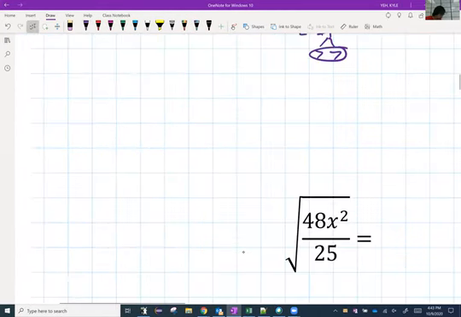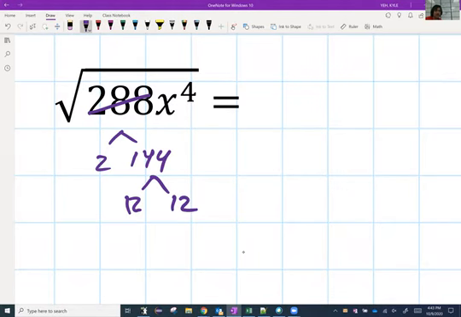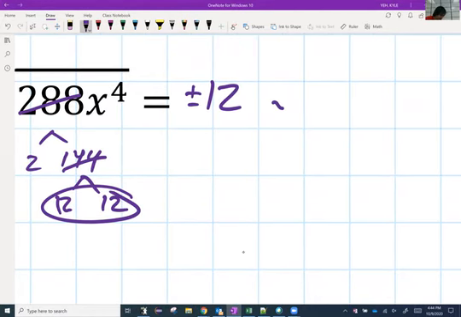Okay, so 2 more, and then we're going on to complex numbers. 288 is 2 times 144. I like dividing even numbers just by 2, especially when I get 12 and 12. I could keep breaking them down, but I might as well just save myself some time and say I found a pair. Plus or minus 12, with a 2 left over, so root 2.